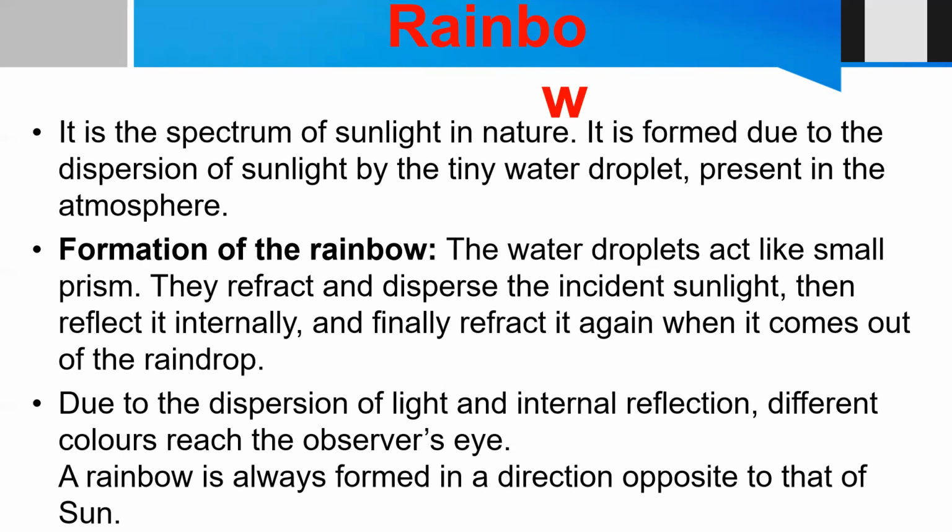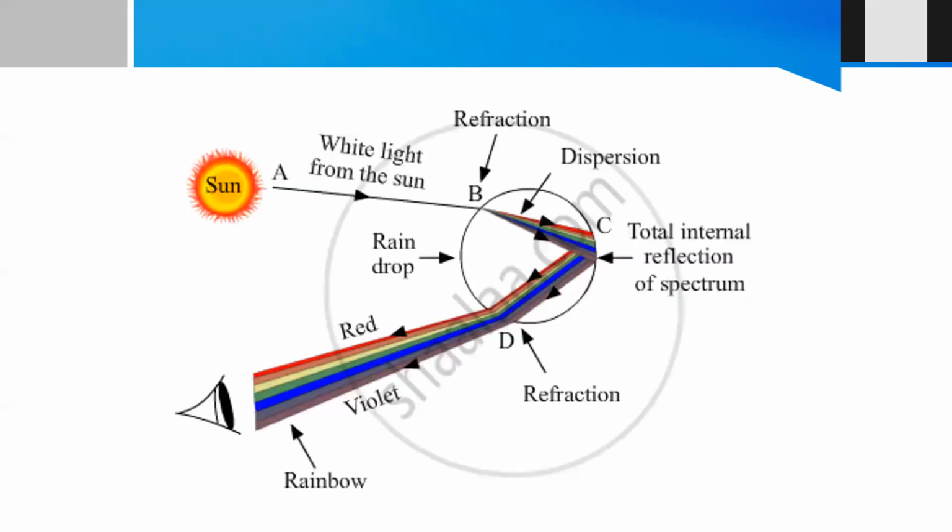So what are the 3 phenomena taking place? Refraction, dispersion, and internal reflection. Total internal reflection also is taking place, and this is how the rainbow is formed. So let's watch. Now you just see this rainbow diagram.